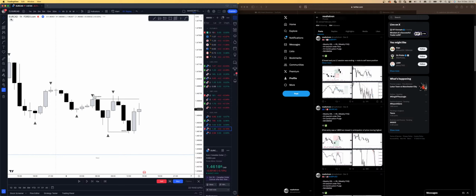So you see this arrow. So this is what I've got. I've got the indicator of fractals, which basically shows swing highs and swing lows. So you see we sweep this swing low. And so we're targeting the swing low here.